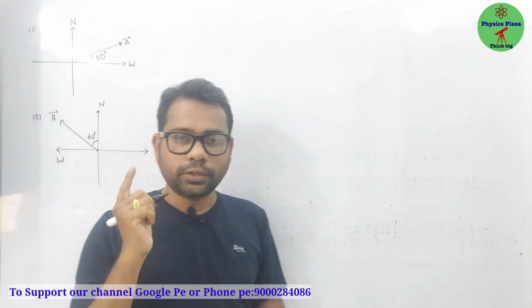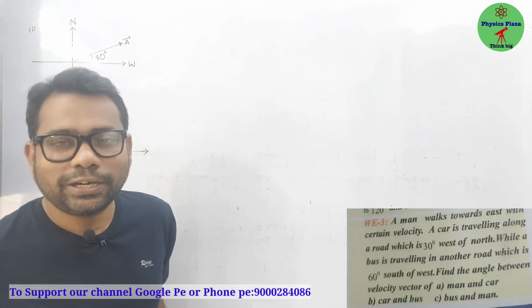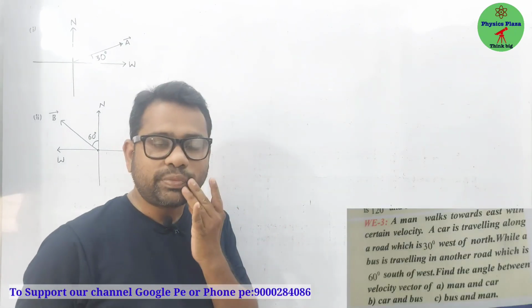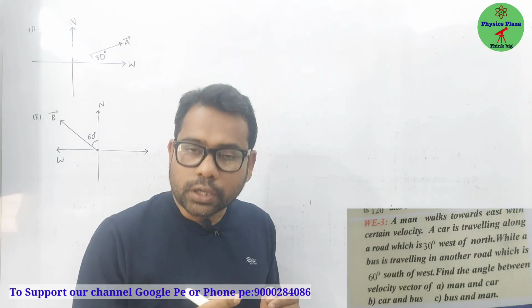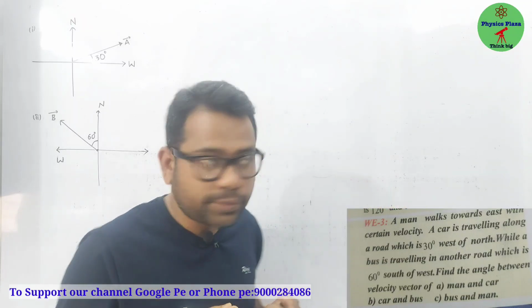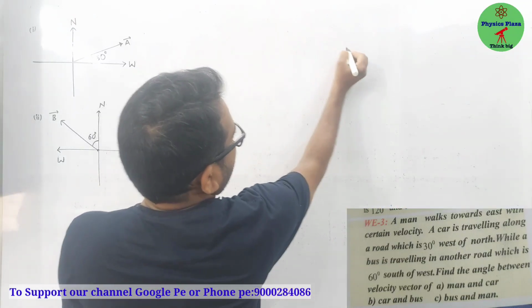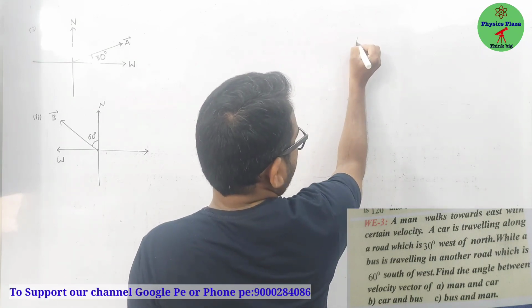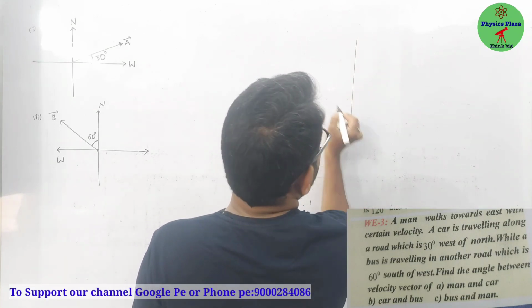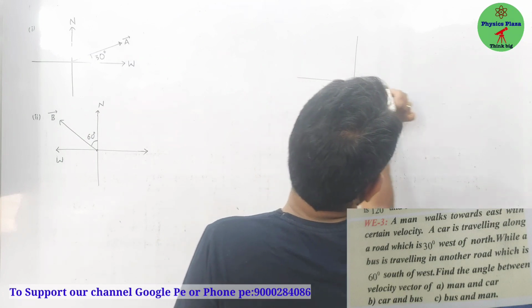Fine. So just you can see the question on the board, children. According to this question, it is given that a man walks towards east with a certain velocity. So first let us take the directions. Children, taking the directions is very important, because after that only we are able to find the angles.